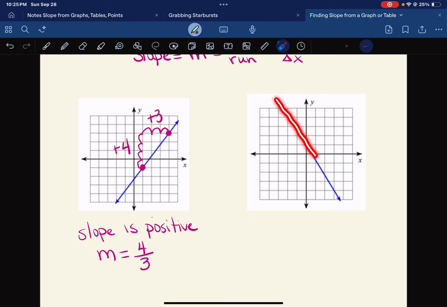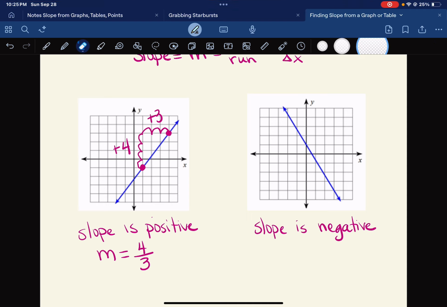Now, when we look at our next graph, we see that as we move from left to right, our graph is falling or decreasing or descending. So this graph has a slope that is negative. Our slope is negative. So we're going to do the same thing all over again. We're going to find 2 good points that cross our grid lines exactly. It looks like we have a y-intercept here that is a whole number. And we've got another point down here.